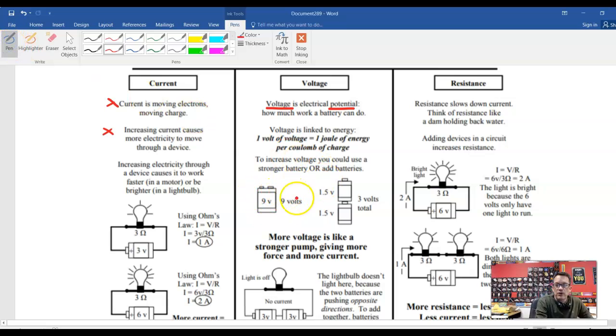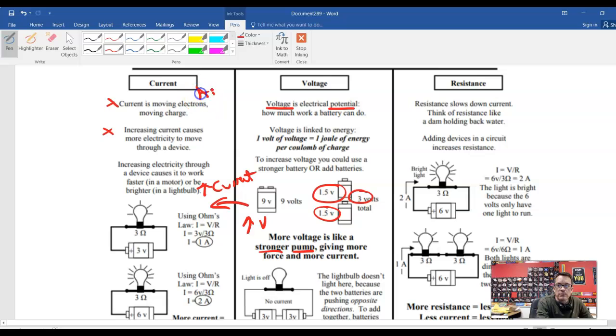This would be a dry cell battery, which would have chemicals in it. If we had a couple of AA batteries put together, which are 1.5 volts each, we would just add them up to get 3 volts. Again, it says that more voltage is like a stronger pump. And so if we increase the voltage, that's going to correspond to this column. We're going to get an increase in the current.